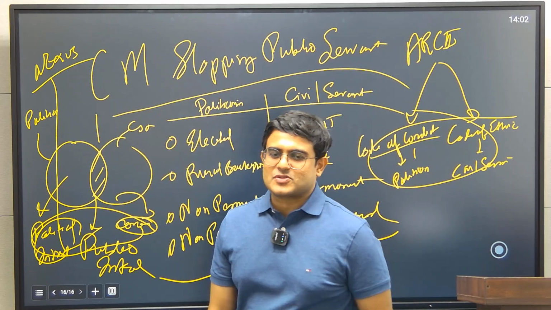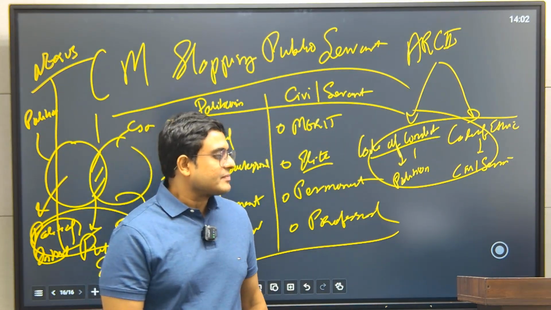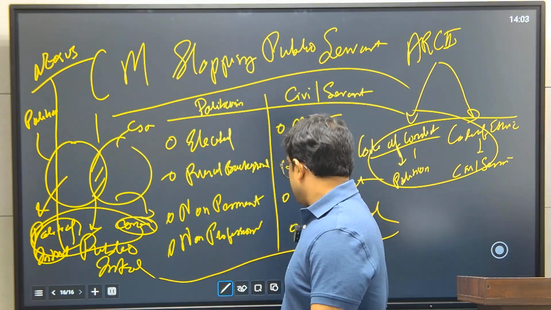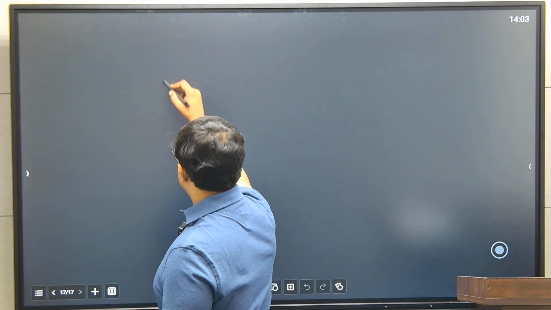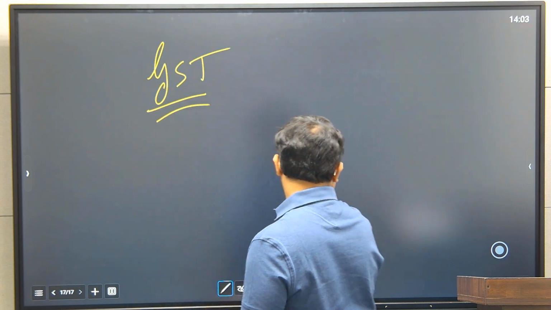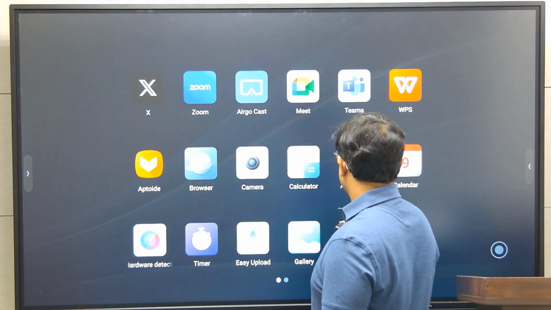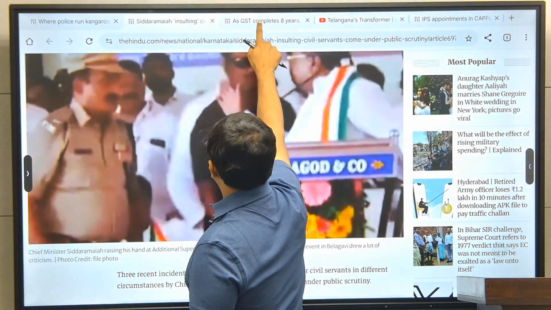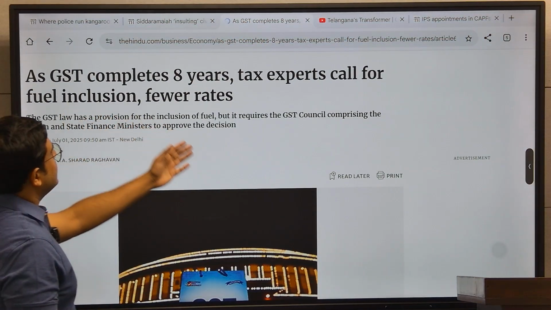Okay, so now let's move to the next topic of discussion. That is the GST. So why are we discussing GST? GST recently completed 8 years.